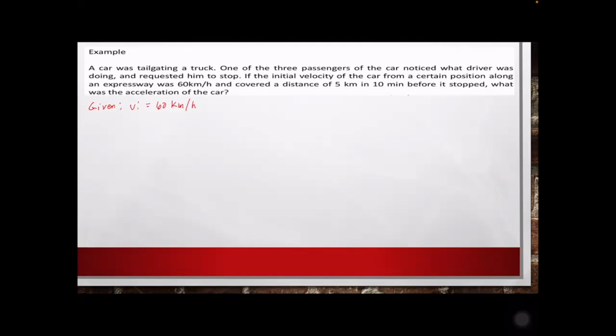Yes, we have to convert this. So therefore, please convert the 60 km per hour. Lahat kayo ay mag-convert, para alam natin. In conversion, you're going to use 60 kilometer per hour times 1 kilometer over 1,000 meters times 1 hour over 3,600 seconds.